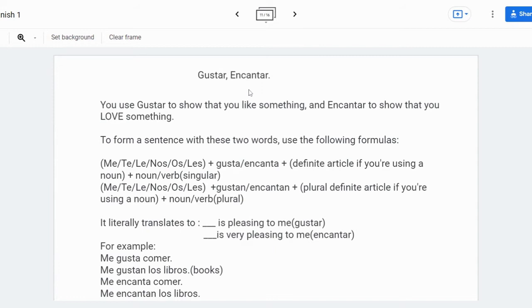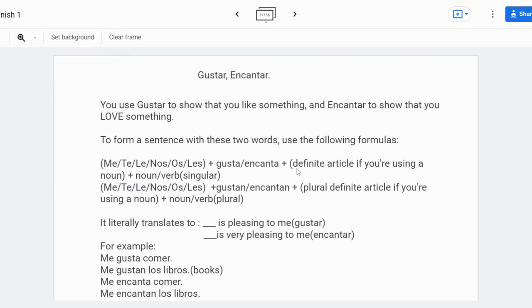To form a sentence with these two words, you should use the following formulas. First, you would need me, te, le, nos, os, or les. These are called indirect object pronouns, and they correspond with the conjugation forms. Me conjugates with the yo form, te conjugates with the tú form, le conjugates with the él, ella, and usted form, nos conjugates with the nosotros form, os conjugates with the vosotros form, and les conjugates with the ellos, ellas, and ustedes forms. Then you would add either gusta or encanta.